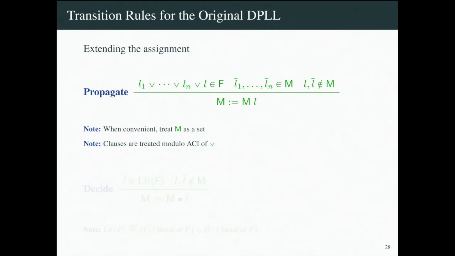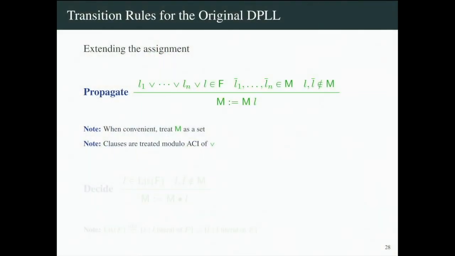The first rule is known as unit propagation, or Boolean constraint propagation. It says that if I have a clause in my formula F with literals L1 through Ln, and the negations of L1 through Ln are already in M, then we've assumed that those literals are false. That means the last literal L has to be true if we have any hope of satisfying this clause. If everything else in the disjunction is false, the last thing has to be true. So we add L to our trail, our set of assumptions. That's the unit propagation rule.